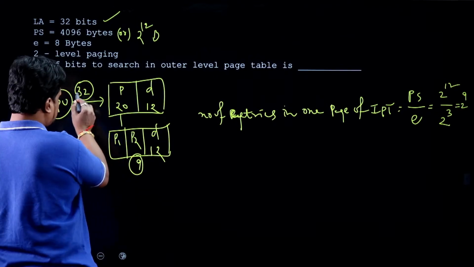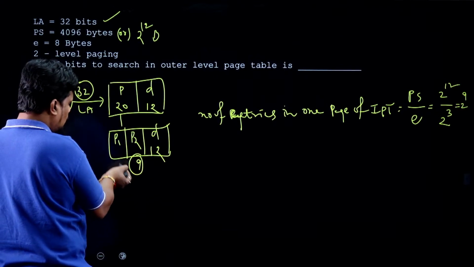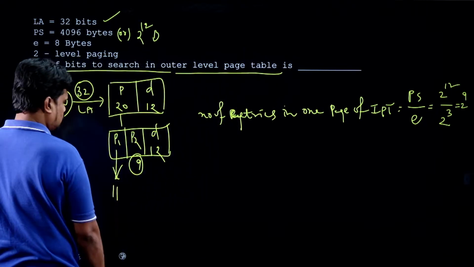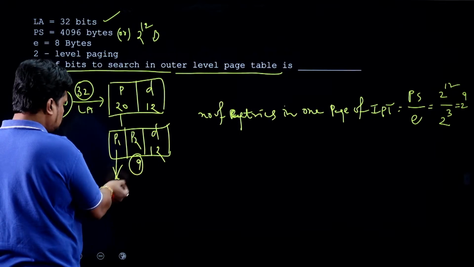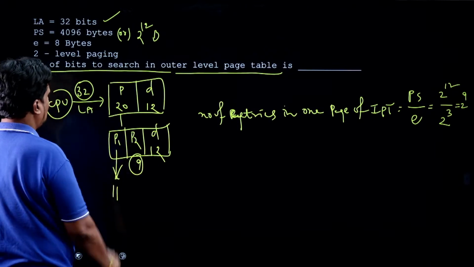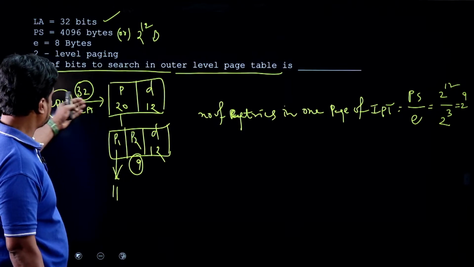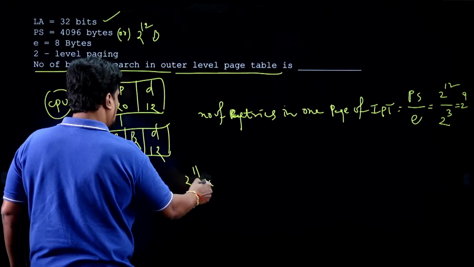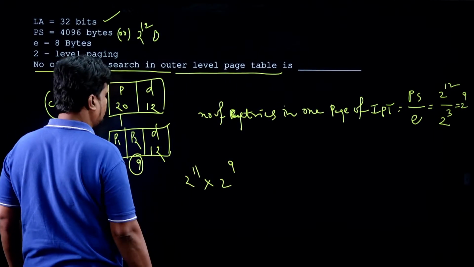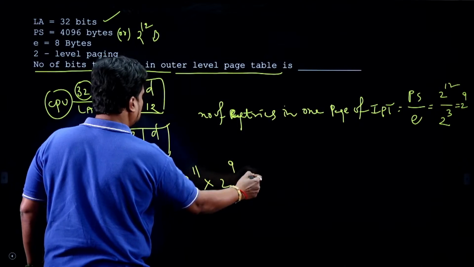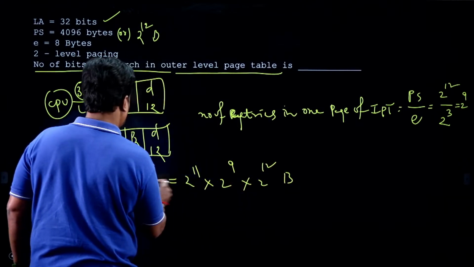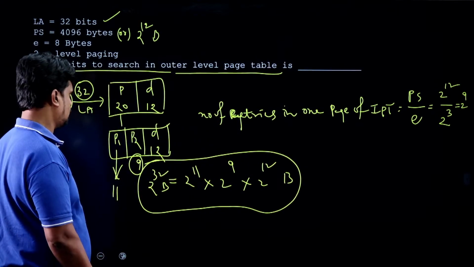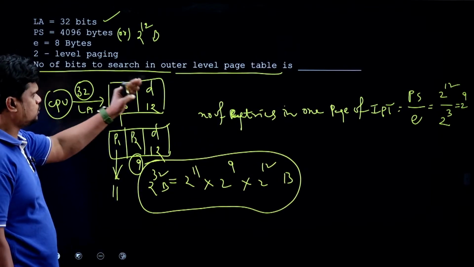So out of 32, if 12 bits are here and 9 bits are here, then the number of bits to search in the outer level page table is what? 11. 12 plus 9 is 21, 21 plus 11 is 32, right. This is the way the two-level logical address space is divided, which means 2 power 11 entries are part of your outer level page table, each entry further contains 2 power 9 entries, and each entry of the inner level page table contains 2 power 12 bytes of data. This is how the 2 power 32 bytes of logical address space is divided. The question is asking about the number of bits to search in the outer level page table, that is 11.